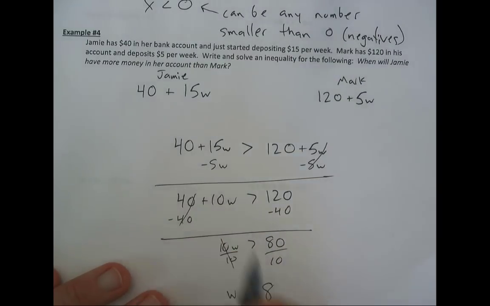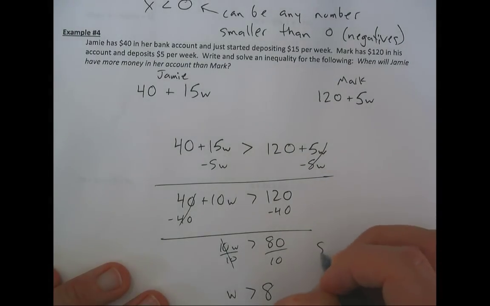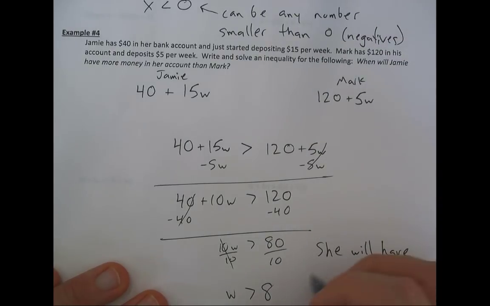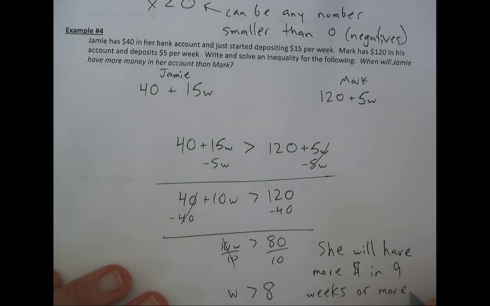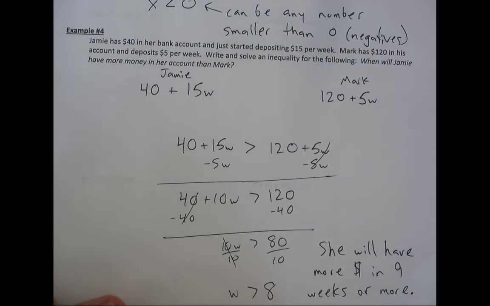So when will she have more money? So she will have more money in 9 weeks or more. Now there's other ways to word that, but again, we can't include week 8. In week 8, they're going to have the same amount. We want to make sure we're being really clear that she's going to have more in 9 weeks or more.